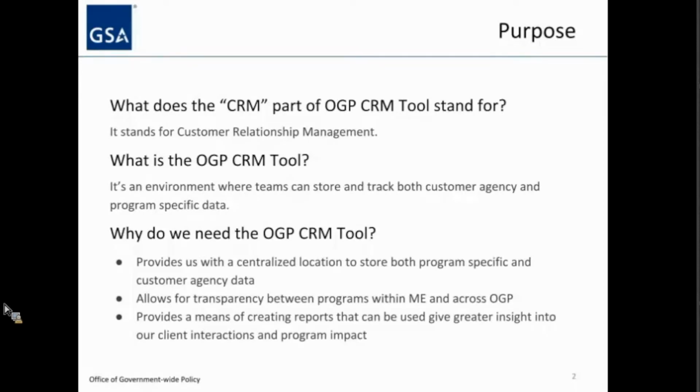Now let's talk about the purpose of the OGP CRM tool. Program managers across OGP can use the CRM tool to track and share critical program data with a focus on customer information. As a user, you can store your customer agency feedback, contacts, and event data in one central location. Enter data collected into a corresponding customer agency record specific to your program, track important points of contact for each of your customer agencies, log communications with your customer agencies, and create reports from the data collected and stored in the CRM to help inform your resource management.